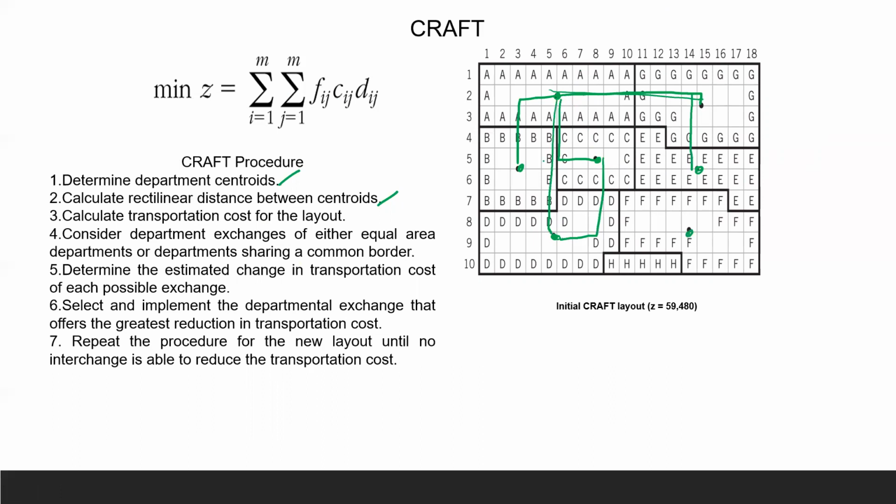Ito yung distances nila sa isa't isa. Nakuha? Ayan. Sorry, may isa pa dun. And then yung distances, lahat ng distances nila. Nakuha po. And then you have to consider department exchanges, determine for the estimate. Then repeat the procedure until no interchange is able to reduce the transportation cost.